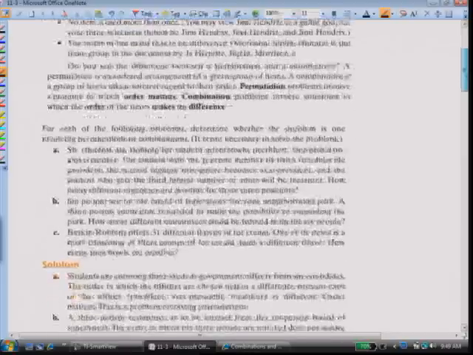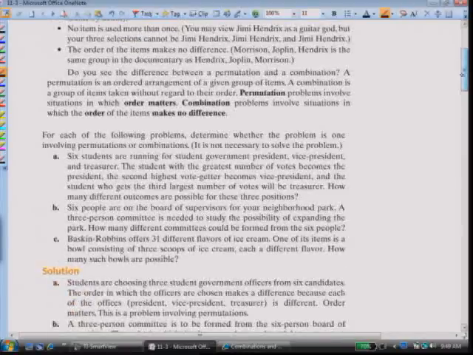Now you should see that this is actually a permutation because order makes a difference. The order in which the officers are chosen makes a difference because of the offices: you have the president, the vice president, the treasurer. If you just had a committee and you were looking to select 3 from a committee, then the order wouldn't matter. But since the people are actually going to be put in positions, president, vice president, and such, that's why we have a permutation for this first one.